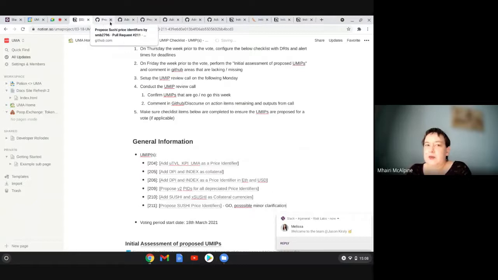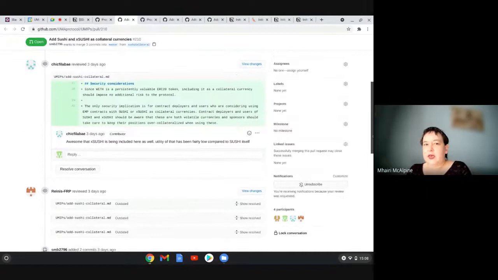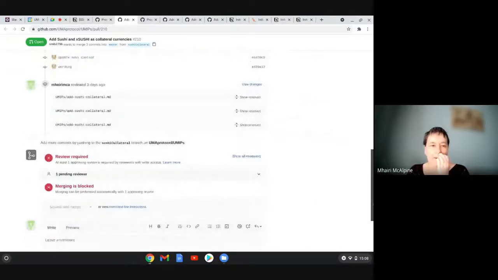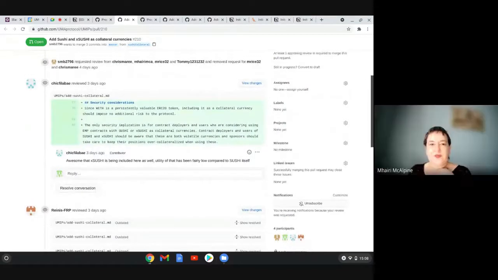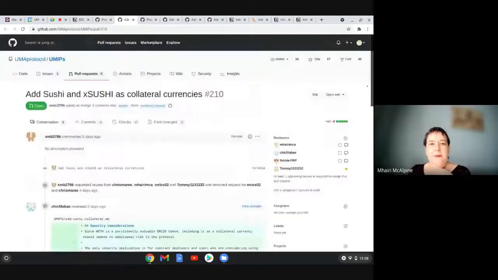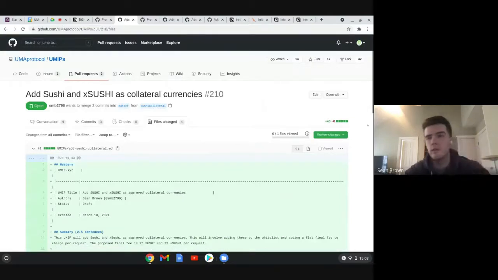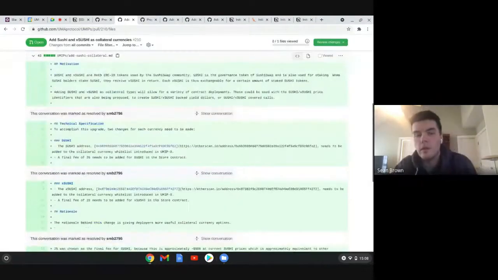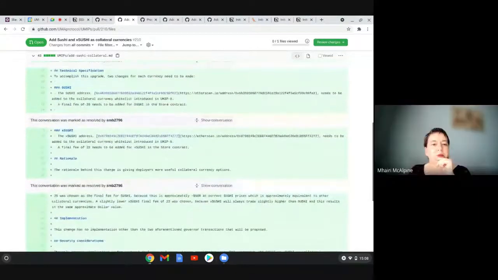Looking at adding sushi as collateral currencies. I don't think there were really any issues with that. That all seemed good. Anybody want to raise anything? Where's the final fee set? It's 25 for sushi, 22 for xSUSHI, because by design, xSUSHI will always be worth a certain amount more than sushi. Yes. Okay.